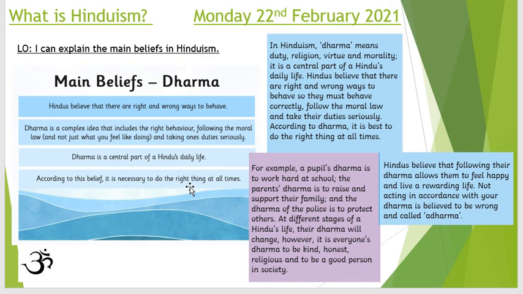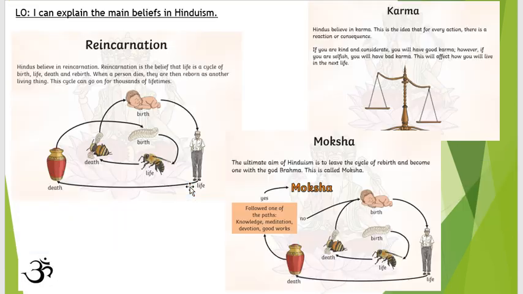So at different stages of a Hindu's life, their dharma or duties would change. But it is always everyone's duty to be kind, honest and religious, and to be a good person in society. Now, Hindus believe that if they follow their dharma or their duty, they'll live a happy and rewarding life. However, if they don't follow their dharma or their duty, it's called an adharma, and that it's wrong. And that can have repercussions, which leads us into the next two main beliefs, and they sort of work together.